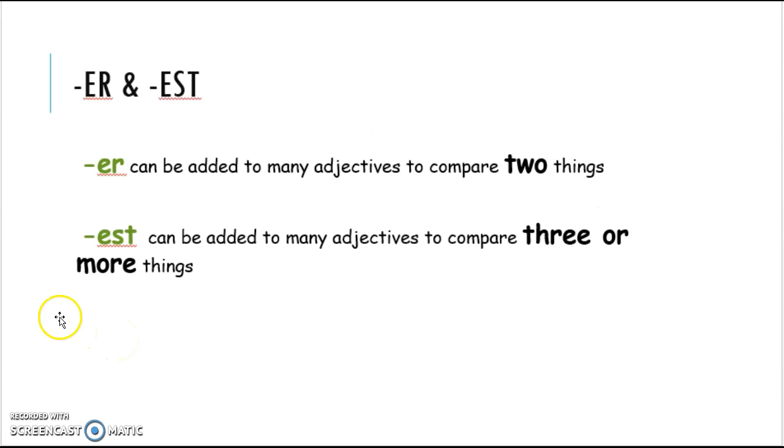This week we're learning more about ER and EST. ER can be added to many adjectives to compare two things. For example, John is taller than Bill. EST can be added to many adjectives to compare three or more things. And remember, an adjective is a describing word. For example, John is the tallest student in the class because you're comparing John to more than just two things.